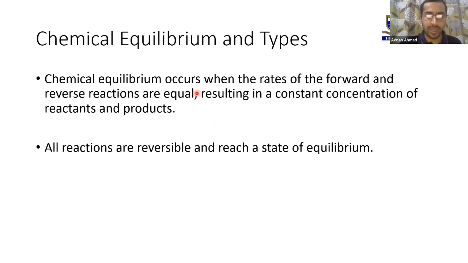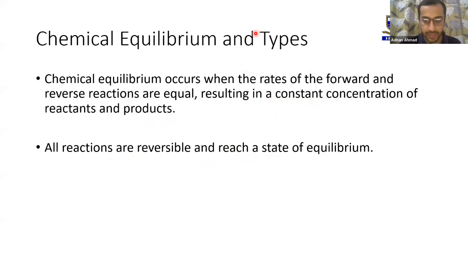correct. Chemical equilibrium occurs when the rate of the forward reaction becomes equal to the rate of the reverse reaction. These two rates become equal, resulting in a constant concentration of reactants and products. So that is what a chemical equilibrium basically is. All reactions are reversible and reach a state of equilibrium. So let me use a whiteboard here. Let me take you to the whiteboard to explain this concept to you.